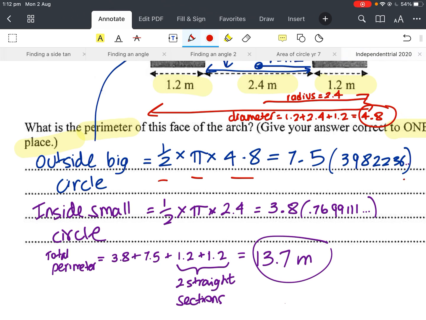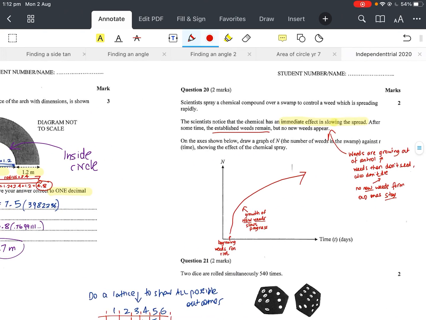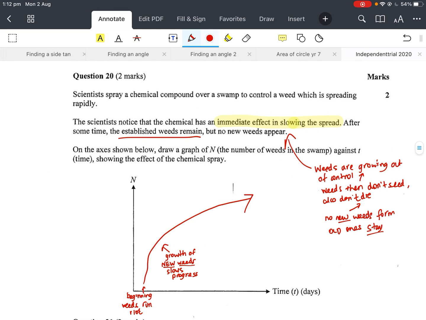Okay, hopefully that one's not so bad. Now this one over here was a bit tricky. Scientists spray a chemical compound over a swamp to control a weed which is spreading rapidly. The scientists notice that the chemical has an immediate effect in slowing the spread. Doesn't kill them. Notice it doesn't say it kills them. After some time, the established weeds remain, so they're not dead, but no new weeds appear. On the axis shown, draw a graph of the number of weeds against time, showing the effect of the chemical spray. Now this one was a bit tricky.